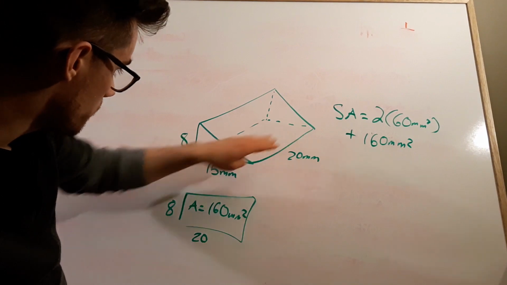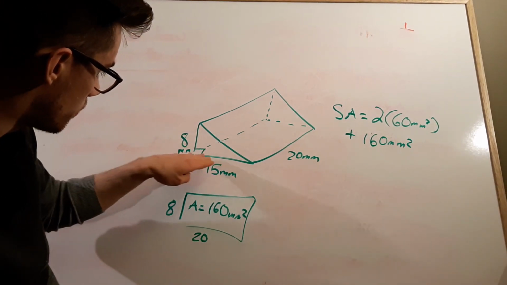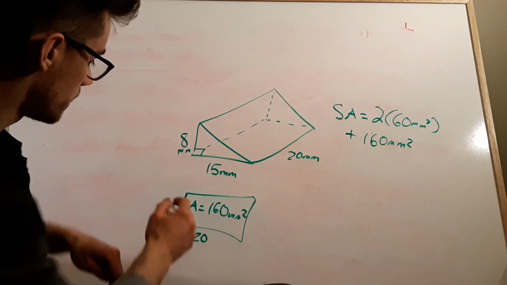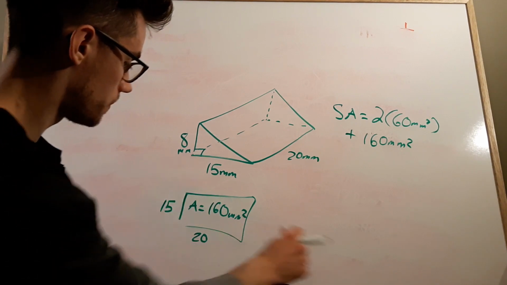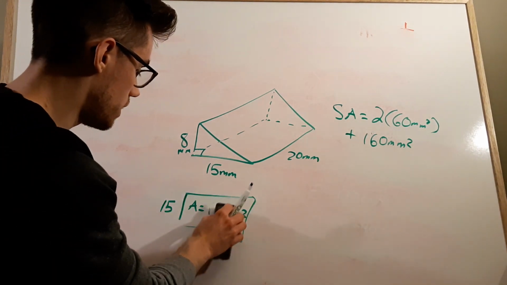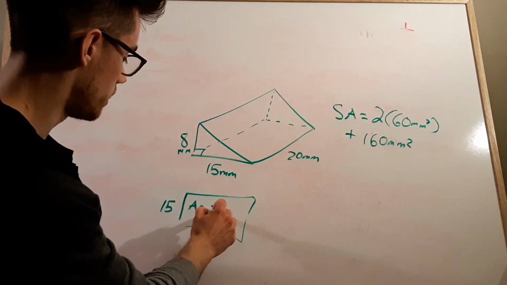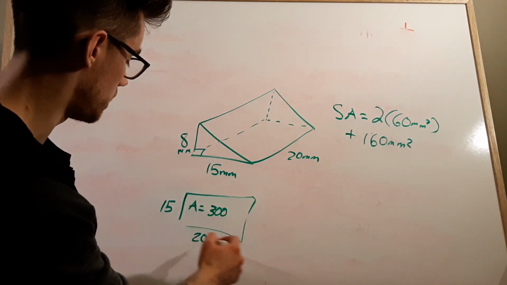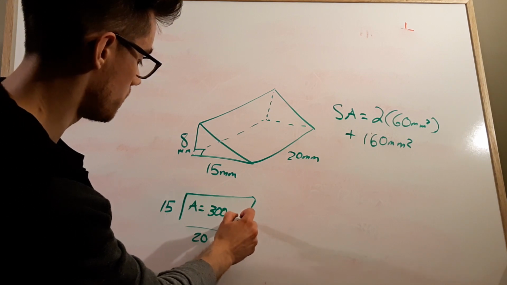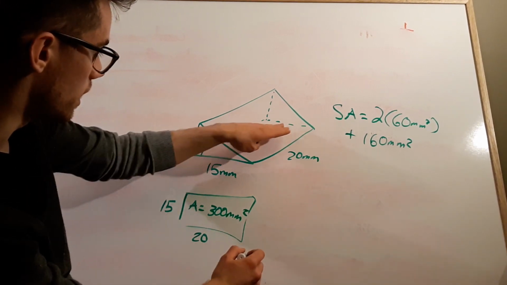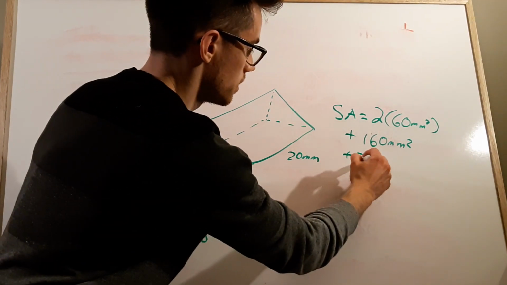On the bottom, I have 20, but then I have this side length of 15. So this one should be 15. 20 times 15, I think that's going to be 300, if I'm not mistaken, which I don't think I am. So the bottom rectangle is going to be 300 millimeters squared.